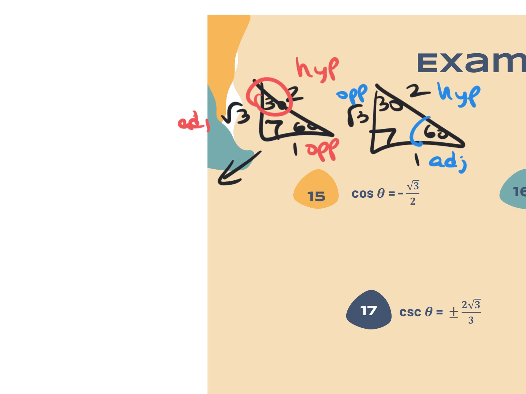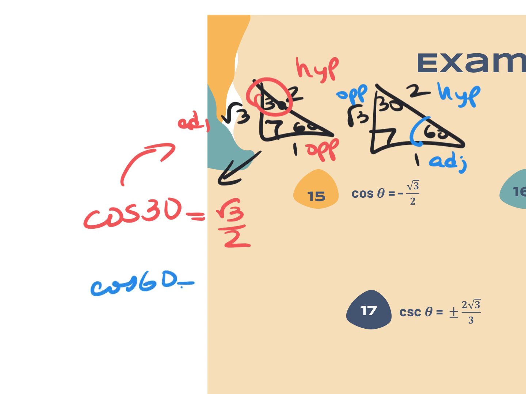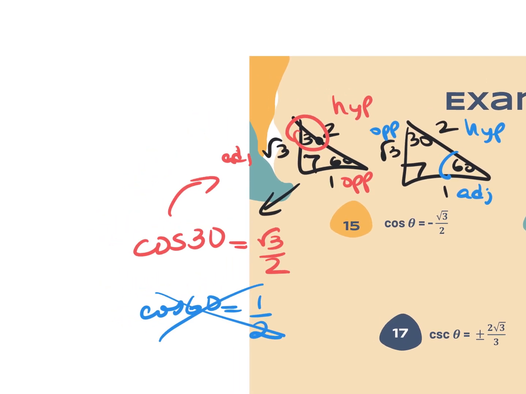So when I go to do cosine of the 30, the red one, adjacent over hypotenuse, that's the answer I'm looking for. If I would have done cosine of 60, that would have been 1 over 2, which wasn't the answer I was looking for. So my reference angle is 30.